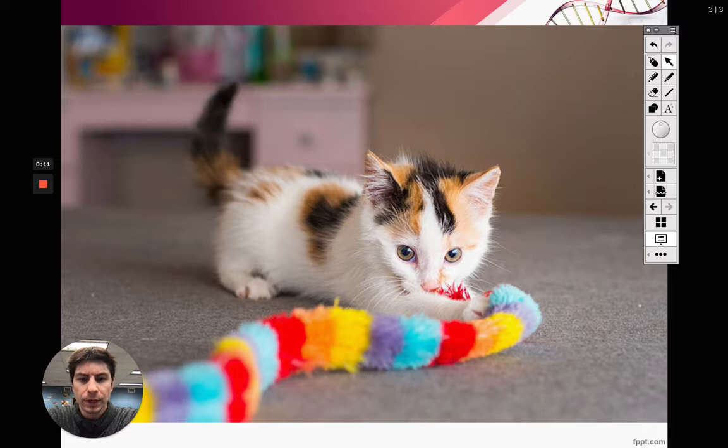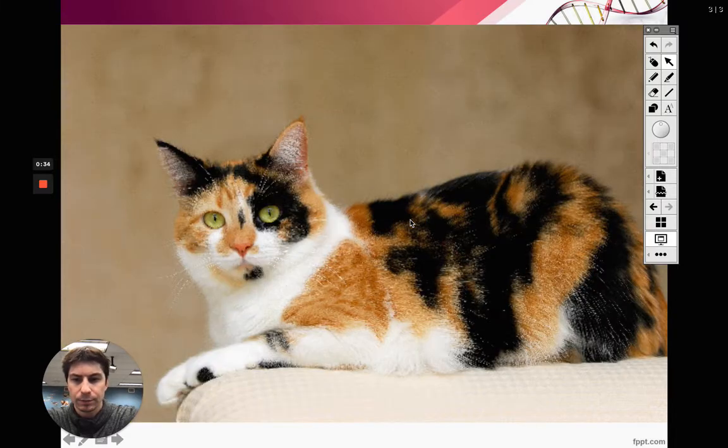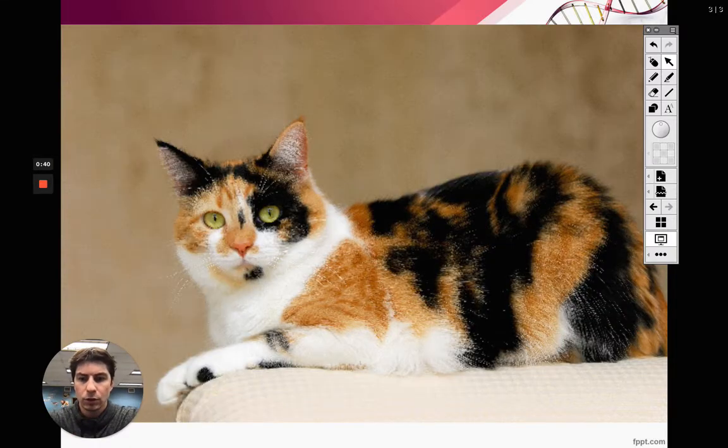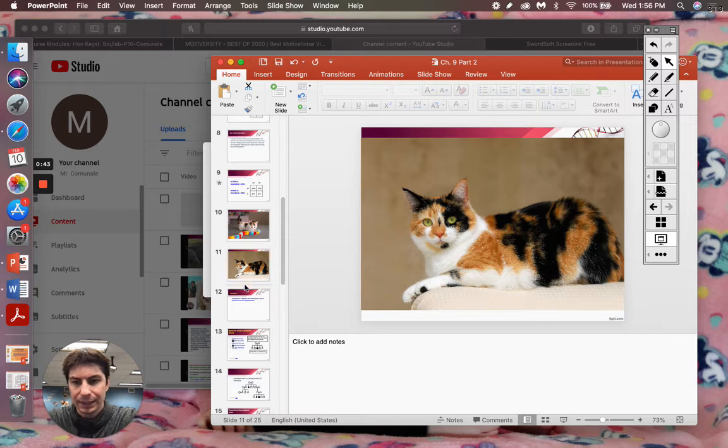So this is a cat. That's a big scientific discovery right there. This is a calico cat, and we're going to go over calico cats today. Calico cats are ones with orange, black, and white fur. There's also tortie cats or tortoiseshell cats that are just orange and black fur. But anyway, here's a grown-up calico cat, and we're going to do an example with calicos, okay?